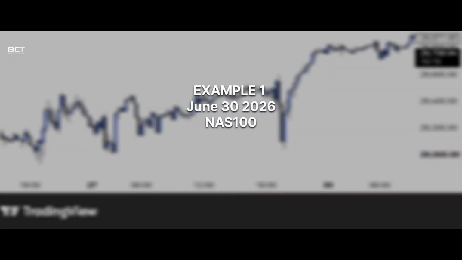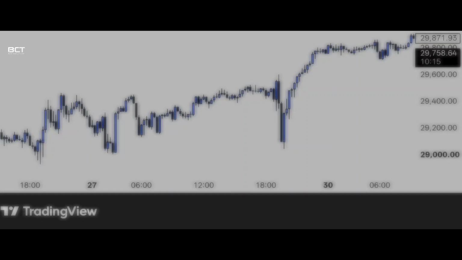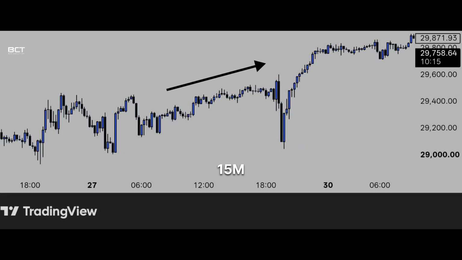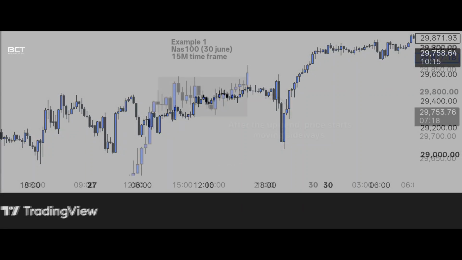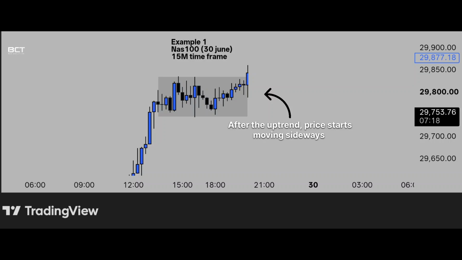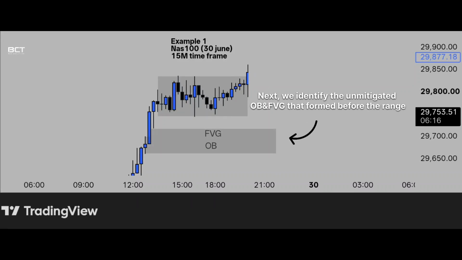Let's look at a trade example. This setup was taken on Nasdaq 100 on June 30, 2026. As you can see, price is bullish on the 15-minute time frame. After the uptrend, price starts moving sideways, forming a range. Next, we identify the unmitigated order block and fair value gap that formed before the range.